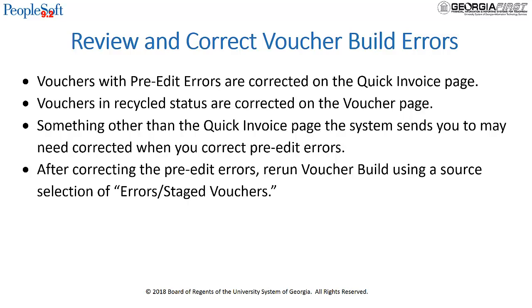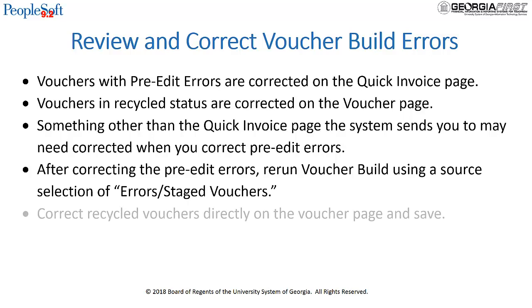When doing this, it's most efficient to run the process on the individually affected vouchers. The voucher sources selection should be set to errors staged vouchers. In the selection parameters area, you can add as many vouchers in error as necessary by adding additional rows.